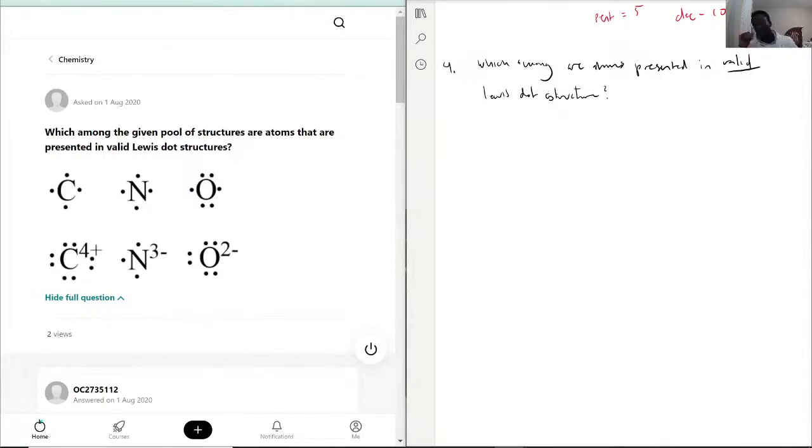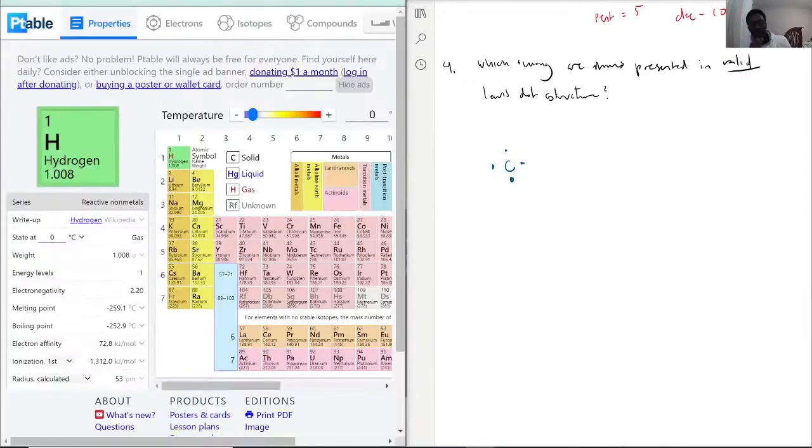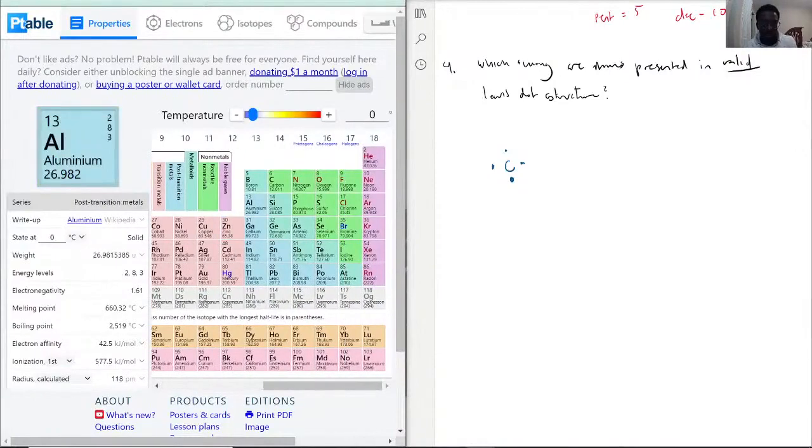Let's start with the first one, carbon. It has 1, 2, 3, 4. Now how many valence electrons is that? Let's look at our periodic table. Carbon is in the 14th column of the periodic table, so typically that means it has 4 valence electrons.